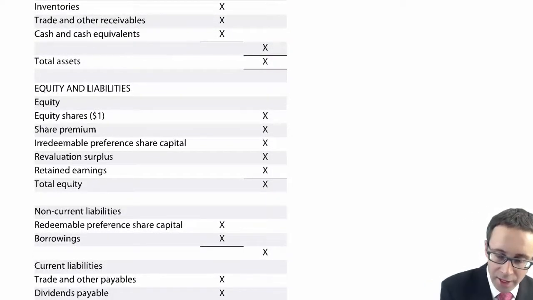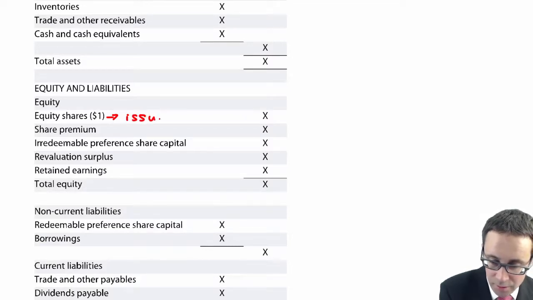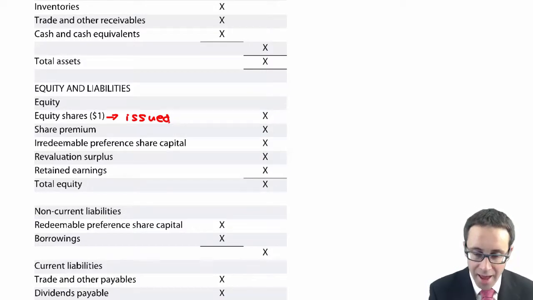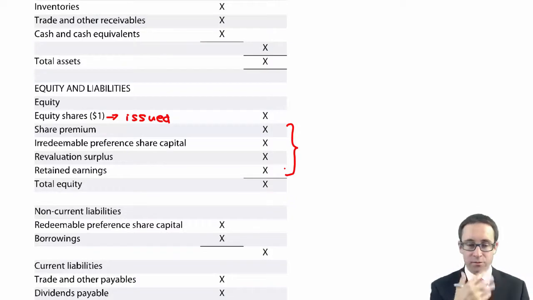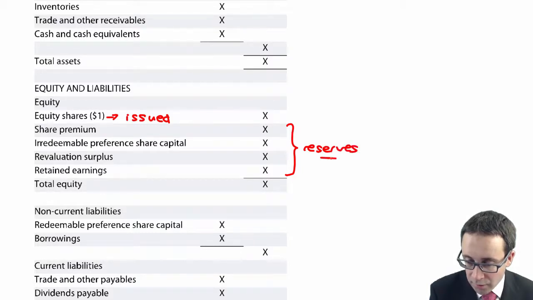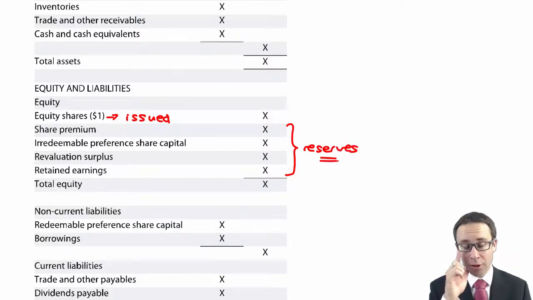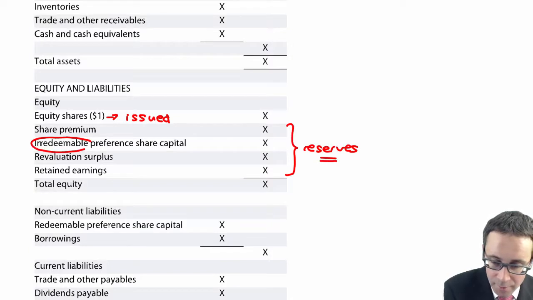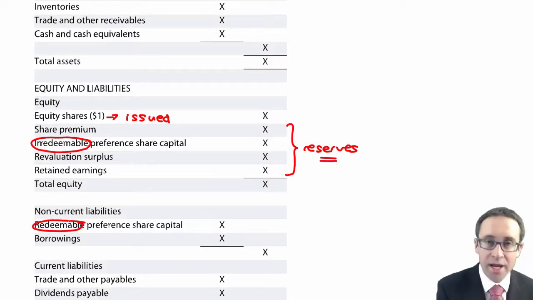Again, remember, the equity shares that you show on the statement of financial position are your issued share capital, and then everything else that you have there, share premium, irredeemable prefs, revaluation surplus, retained earnings, they are all your reserves. And we show their movement within the statement of changes in equity. Again, going back there to irredeemable and redeemable.